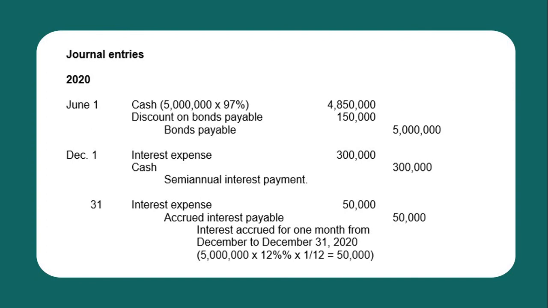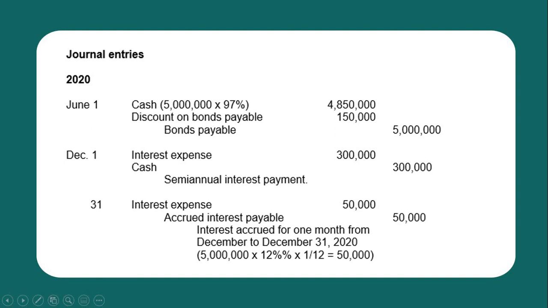So, the journal entry to record on June 1. How much is the discount? The issue price is 4,850,000, which is 5 million times 97%, versus the face amount of 5 million. Therefore, we have a discount of 150,000. So the entry is debit cash, debit discount on bonds payable, and credit bonds payable.